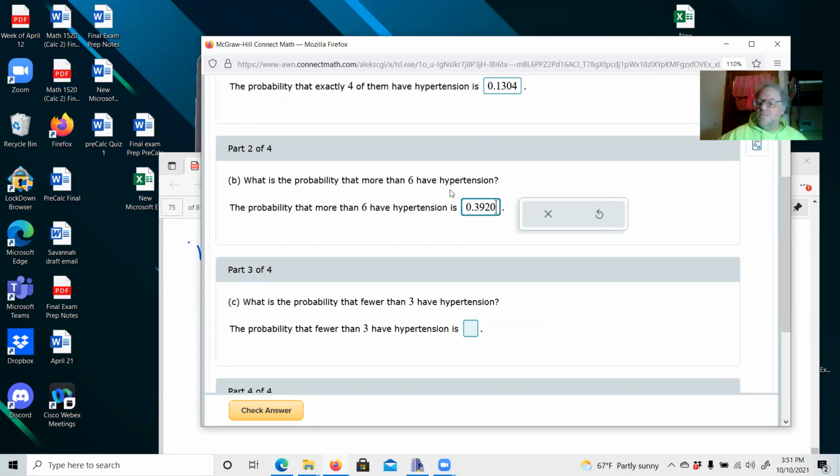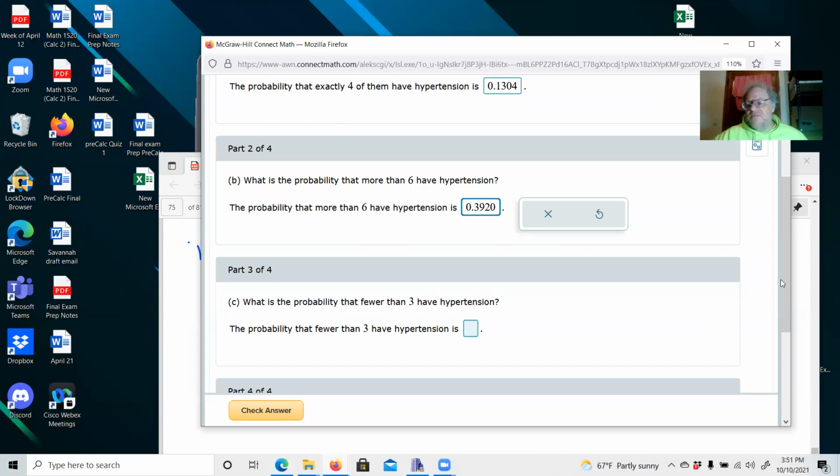So that's the probability that more than 6 people in this area, where 30% of the people have hypertension, have it. What are your chances of finding more than 6 people with hypertension? It's about 40%.